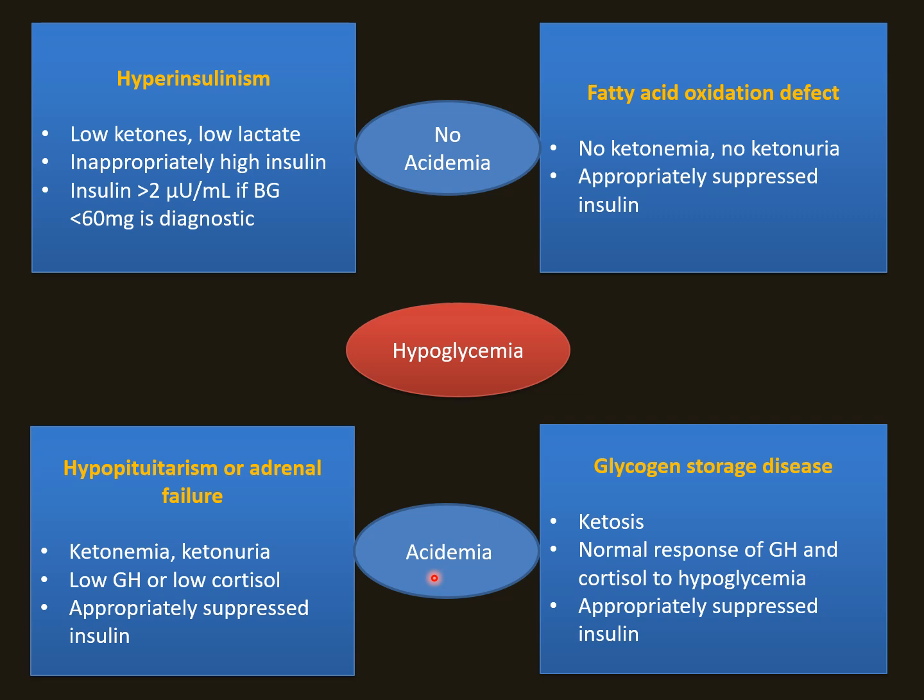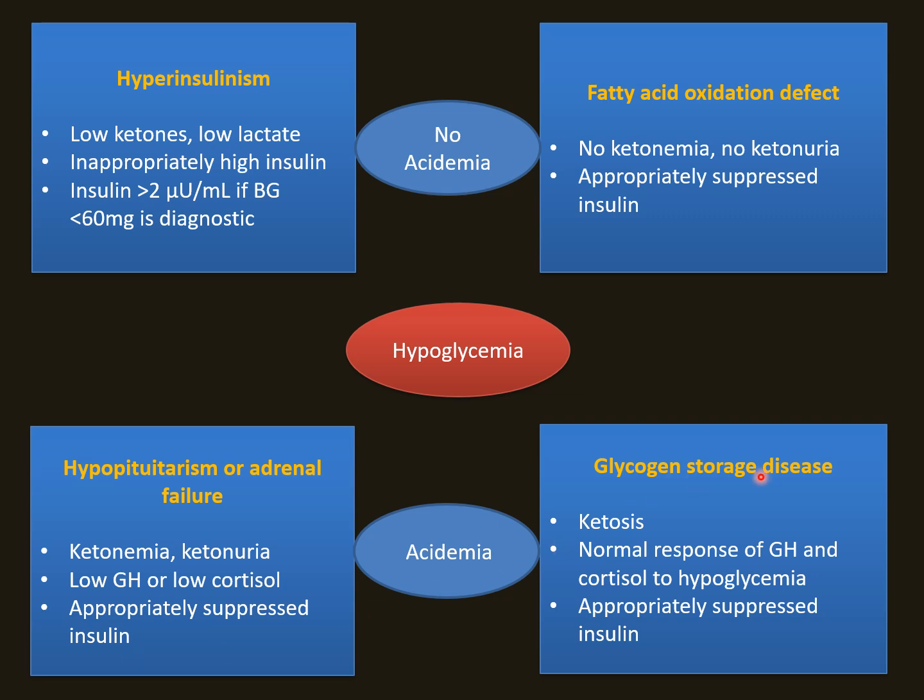The lower half is hypoglycemia with acidemia. The possible cause is hypopituitarism or adrenal failure. In the lab here you will see ketonemia and ketonuria, low growth hormone and low cortisol in a state of stress and hypoglycemia, and you will see the insulin level is appropriately suppressed.